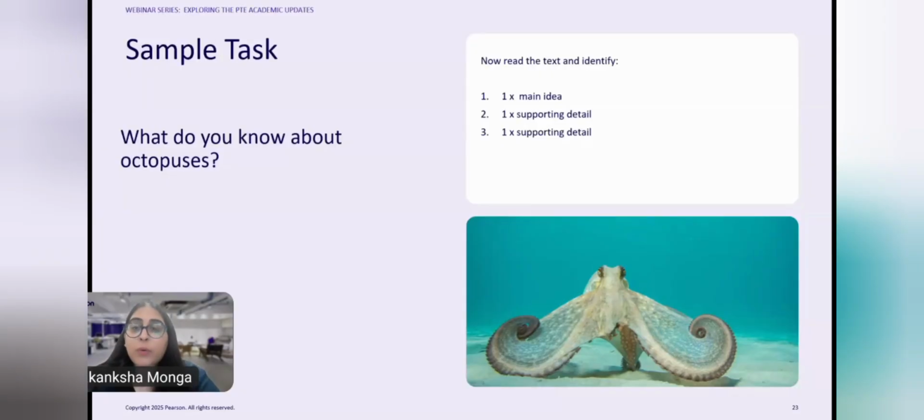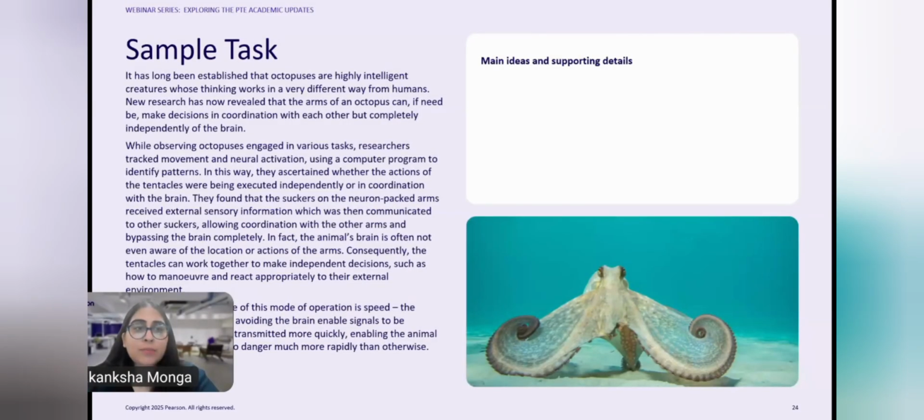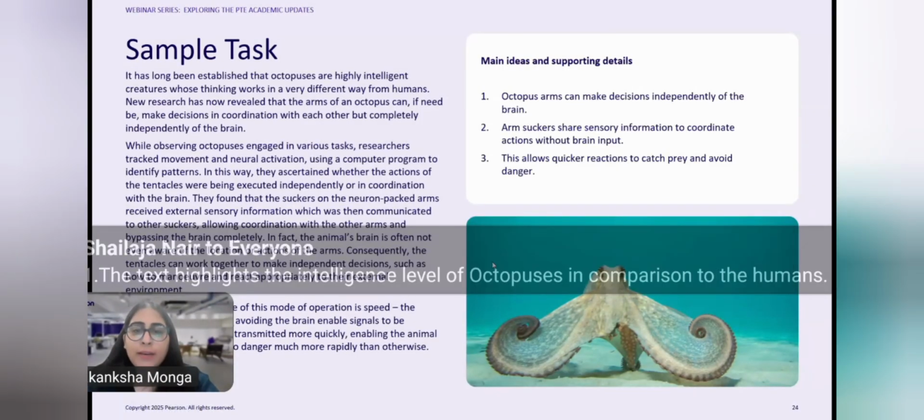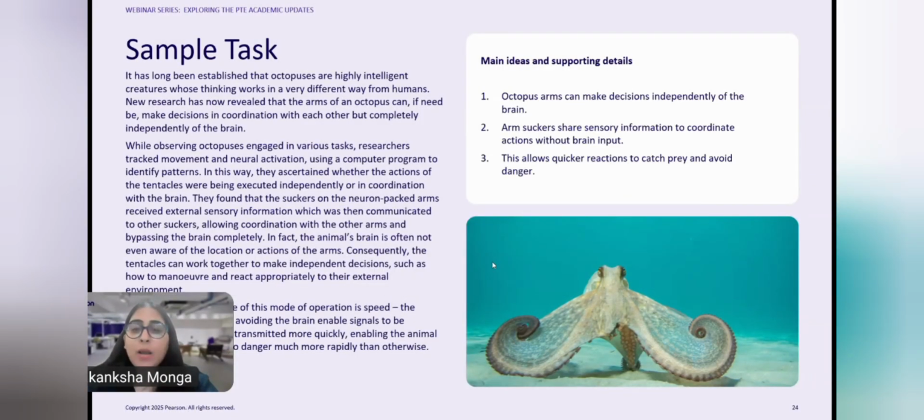Three things. We're going to read the text and identify one main idea and two supporting details. So keep that in mind, one main idea and two supporting details. Here's the text. I'm going to give you all a few minutes to skim through the text. And a lot of you have identified that correctly as well. It talks about how octopuses make decisions independently of their brain.